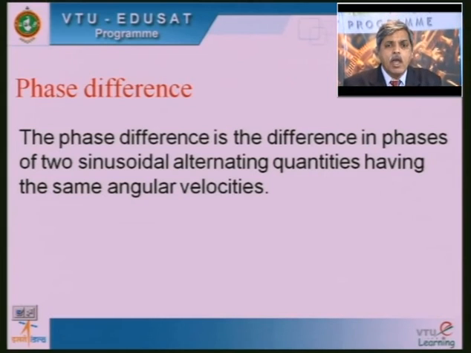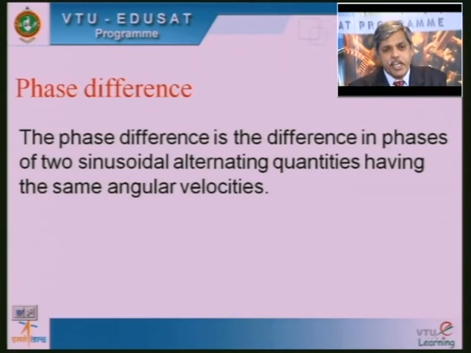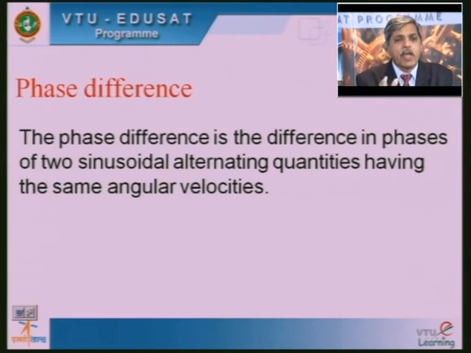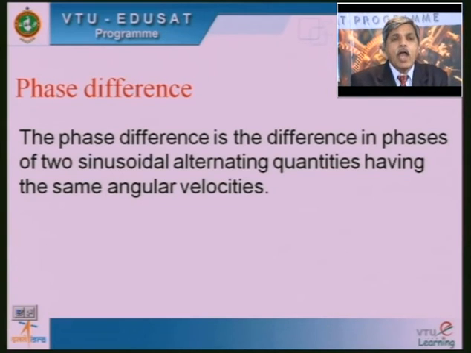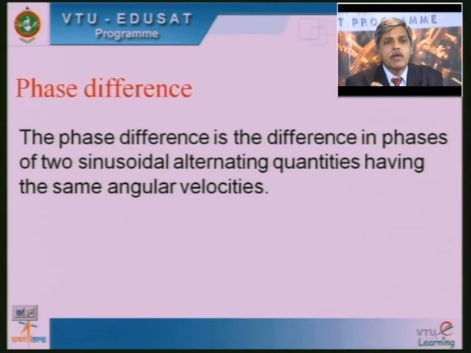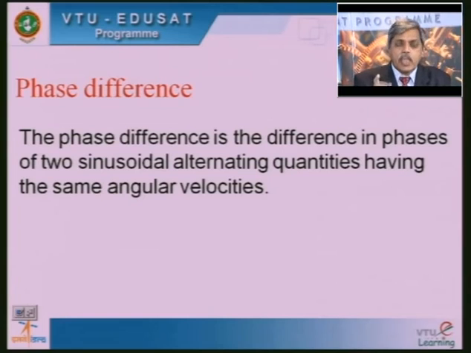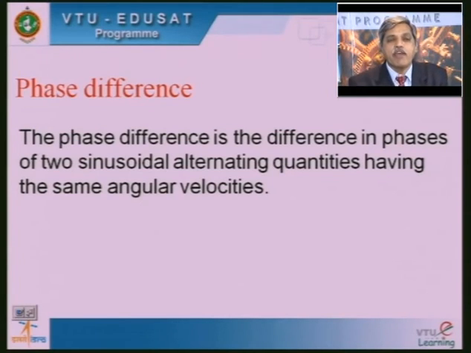So for example, I have one alternating voltage with an angular velocity of omega equal to 2 pi radians, and at a specific time of t1 seconds, I have the phase of the voltage as 60 degrees. I can have another sinusoidal voltage having the same frequency, which at the same time has a phase of 40 degrees. So 60 minus 40, that gives you 20 degrees, which is the phase difference between the two sinusoidal alternating quantities.